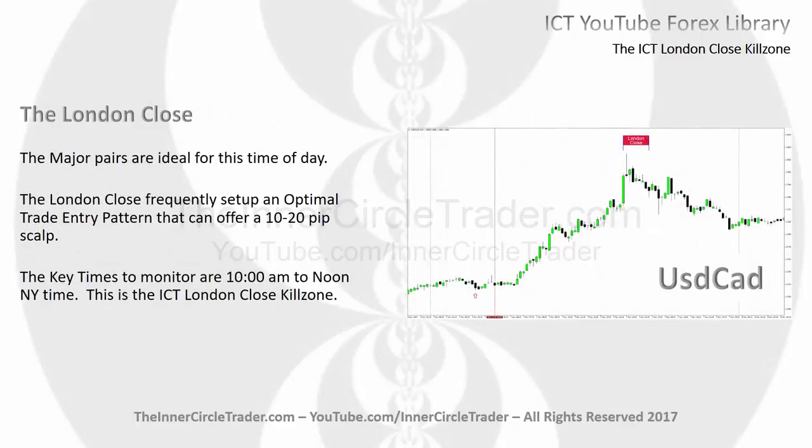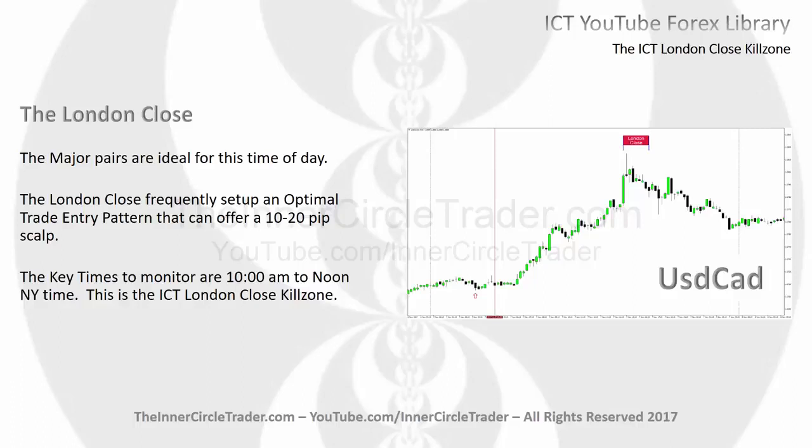Okay, so the London close is a particular time of day that usually ends the opposite end of the daily range. The major pairs, usually coupled with a dollar, are ideal for this time of day, and the London close frequently sets up an optimal trade entry pattern that can offer 10 to 20 pips for a scalp. The key times to monitor are 10 a.m. to noon New York time. This is the ICT London close kill zone.